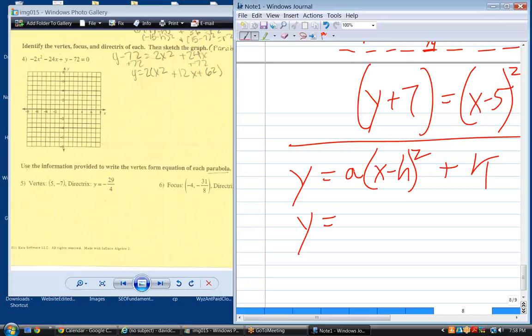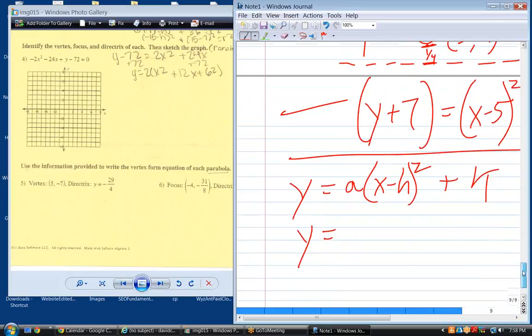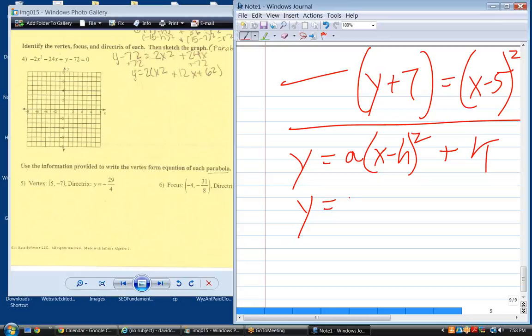This A is not the same A, because all I'm doing is converting this equation to this one. Well, in this one, A is 1. It's x minus 5 quantity squared. I'm going to subtract the 7. There's my final equation in vertex format. And A is 1. In other words, there was no coefficient in front of the x minus 5.